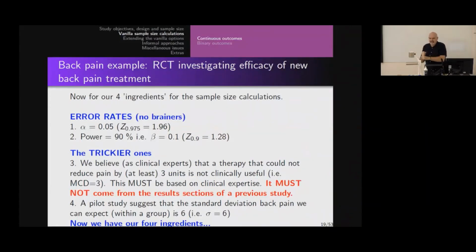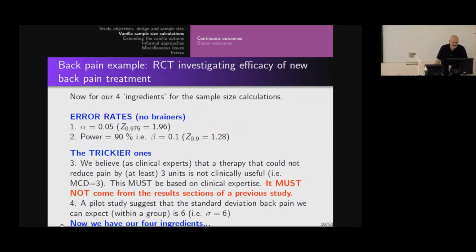Again, remember, calibration. Okay, and this must be based on clinical expertise. And here, I'm sorry, I just want to say it because I just see people make this mistake all the time. It must not come from the results section of a previous study. It can come from the method section of a previous study. We consulted a panel of experts and they said that our MCD should be 5 units. That's fine. You can cite that paper. That's great, but not from the results sections.